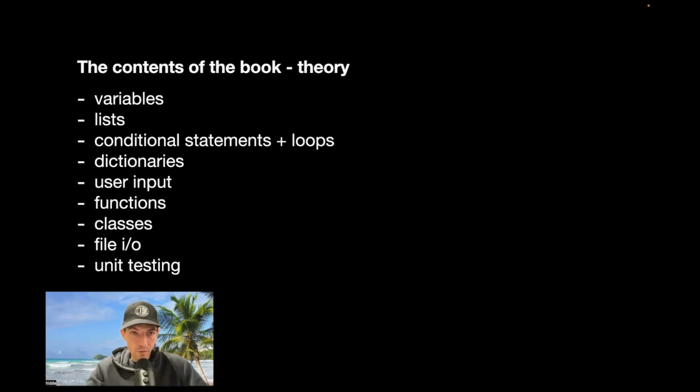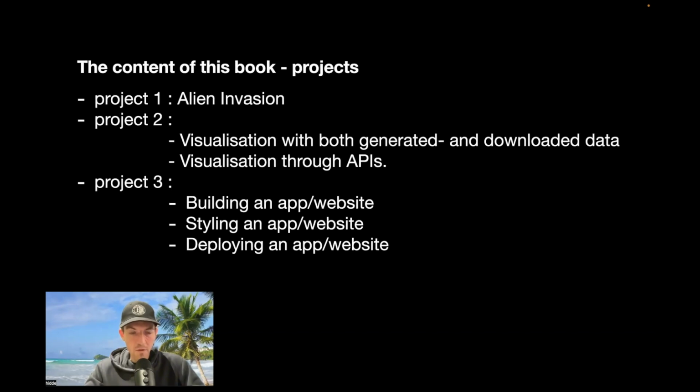Then the contents of this book. Here I've listed out all the theory that you will learn, but we'll get to this later. Then we have the projects. As you see, we got three projects. The first project about game development. The second project is all about data visualization, and the third project is all about web development slash app development. We'll get to that in a bit.